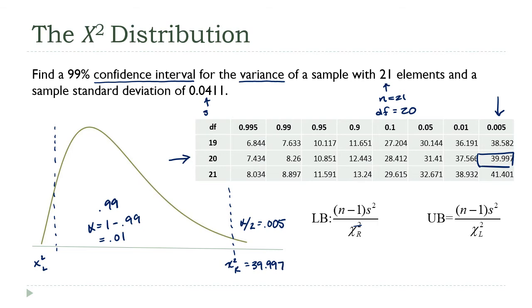Okay, so how about the lower limit? Well, I know I need 0.99 in here and another 0.005 over here. If I add those together, the total area to the right of my chi-squared L value needs to be 0.995. That is this column. So that gives me a lower critical value of 7.434.